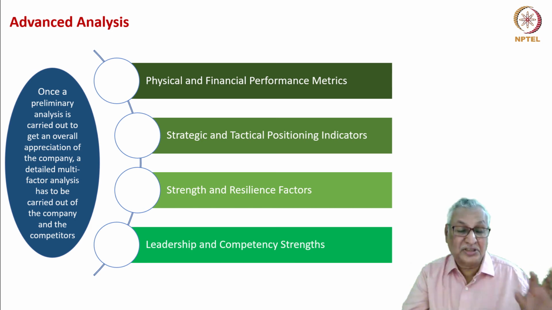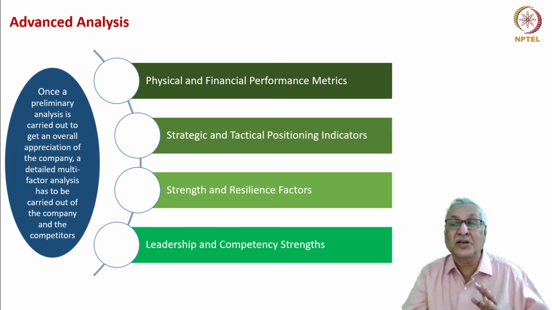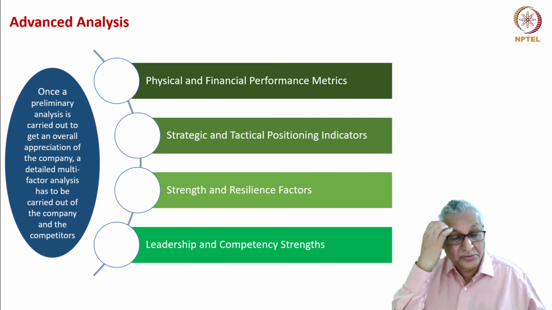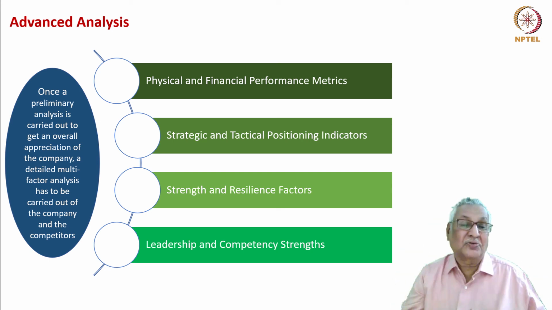Once all these sets of factors which I have outlined, in each case for the four types of metrics, that is physical and financial, strategic and tactical, strength and resilience, leadership and competency, I have outlined 80 factors which need to be taken care of. And if those 80 factors are brought out and comparatively analyzed, the position of the company will be well understood. So will the position of the competitors be understood. So this is the overall perspective on company and competitor analysis.